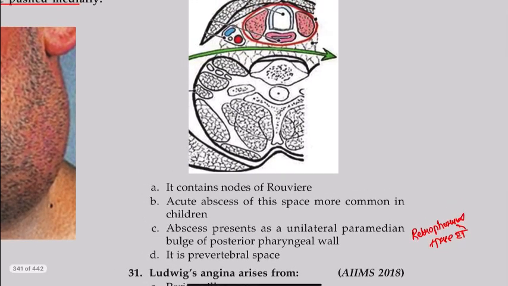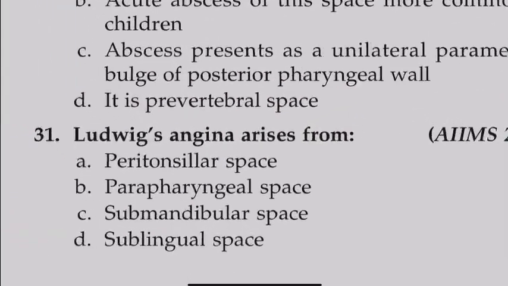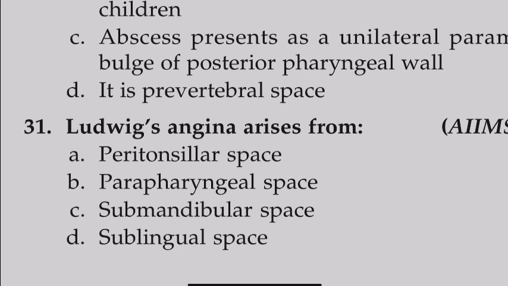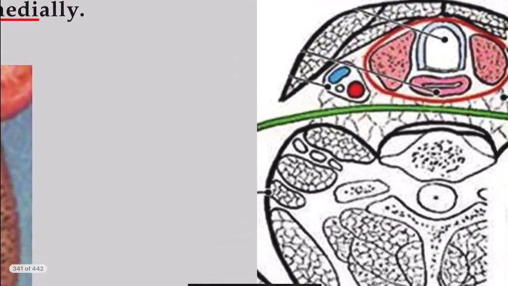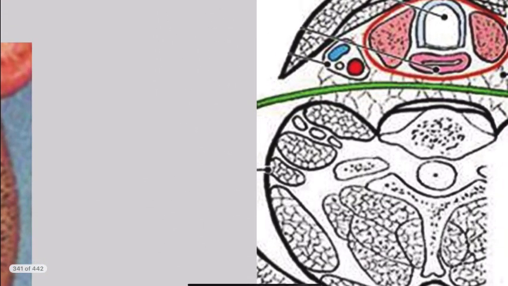So here it contains Rouviere lymph node, that's right. Acute abscess in this space is more common in children. It is right. Abscess presents as unilateral paramedian bulge of posterior pharyngeal wall. Yes, it is prevertebral space? No, it is the retropharyngeal space, right? Ludwig's angina arises from where? Submandibular space, right? So these are all the questions from abscesses of pharynx.